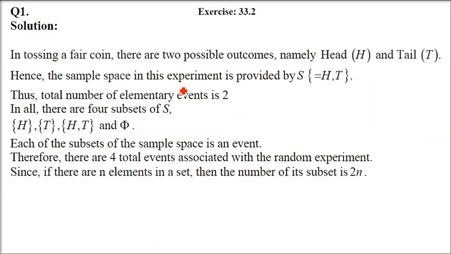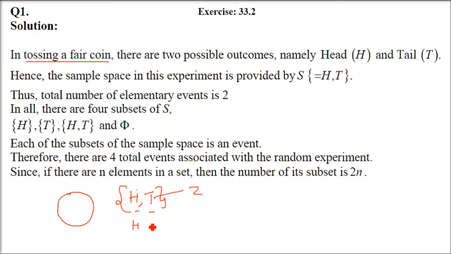The first question is, a coin is tossed, find the total number of elementary events and also the total number of events associated with the random experiment. So what is the random experiment? Tossing a fair coin. Whenever a coin is tossed, what are the outputs? Only head or tail. So this is your sample space. Now, if you want to know the elementary event, then H and T are the elementary events. So, two elementary events are there.